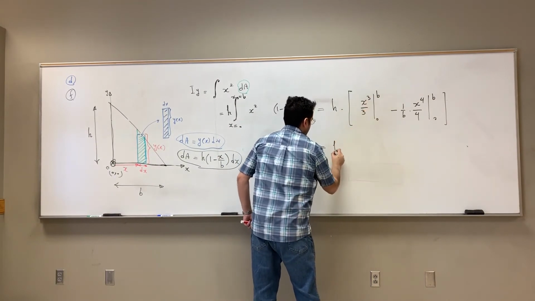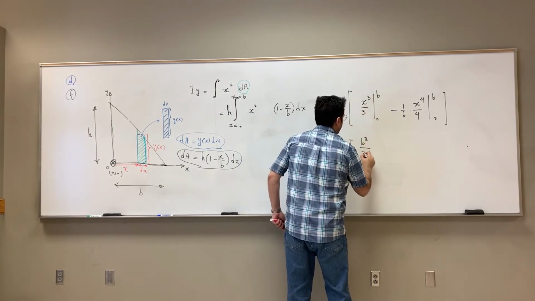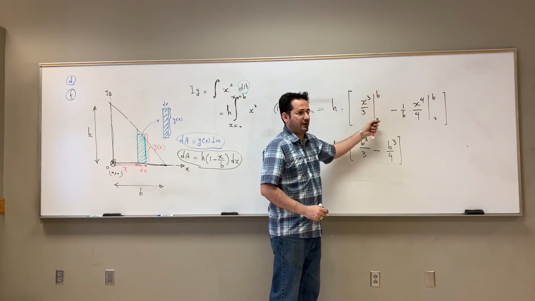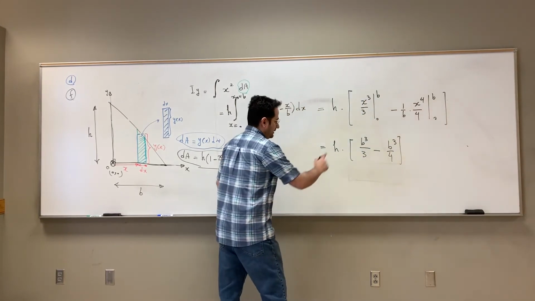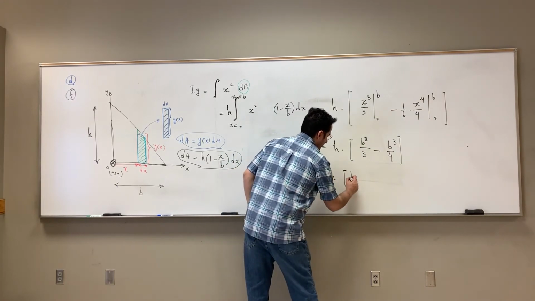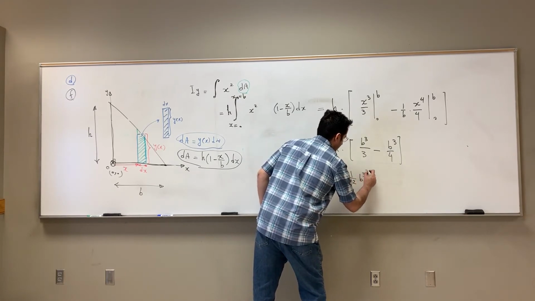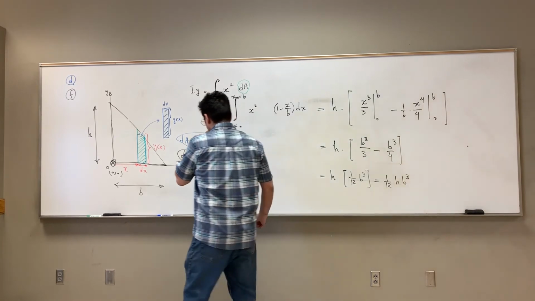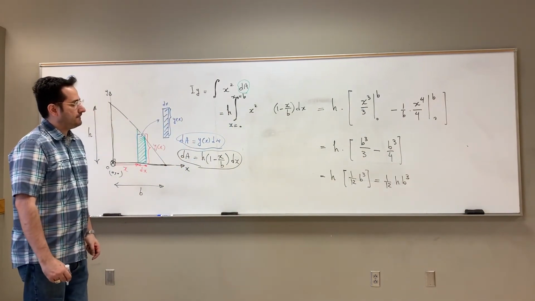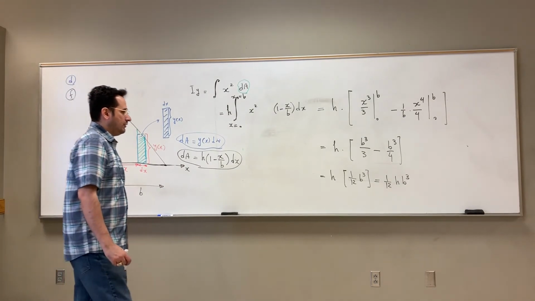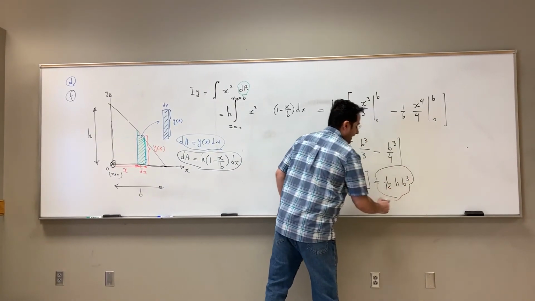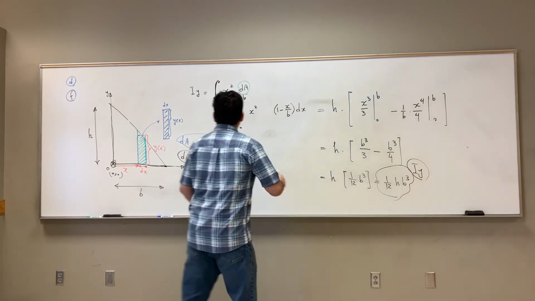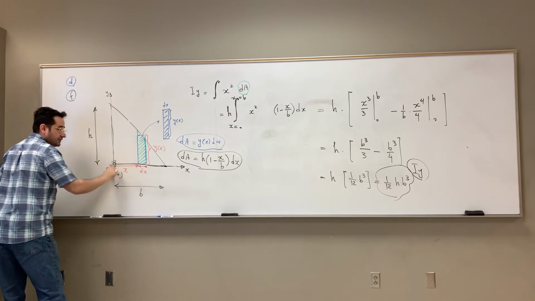Let's simplify that. If you put in the bounds, you get b cubed over 3 minus b cubed over 4. This is at b, minus this at 0, and this at 0 is just 0. That's going to be h times 1/12 b cubed. So it's 1/12 h b cubed. That's what you get. This is the answer to part 1. This is your Iy, I with respect to this y-axis.